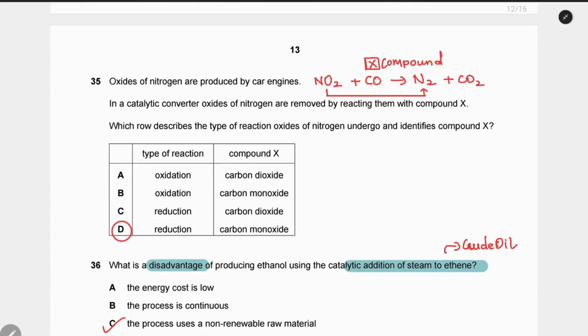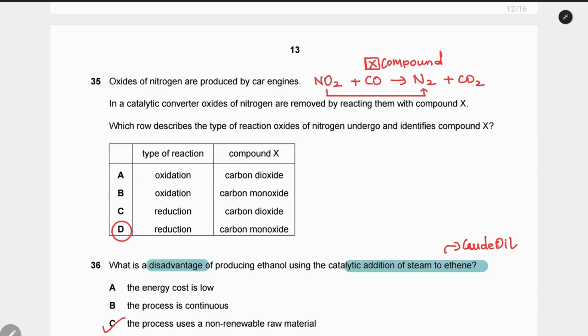Question 35. Oxides of nitrogen are produced by car engines. In a catalytic converter, oxides of nitrogen are removed by reacting them with compound X. So we must know that compound X is carbon monoxide, which reduces the toxic fumes from the nitrogen dioxide, and it converts into an advantageous gas, which is nitrogen, which is more stable in the environment.